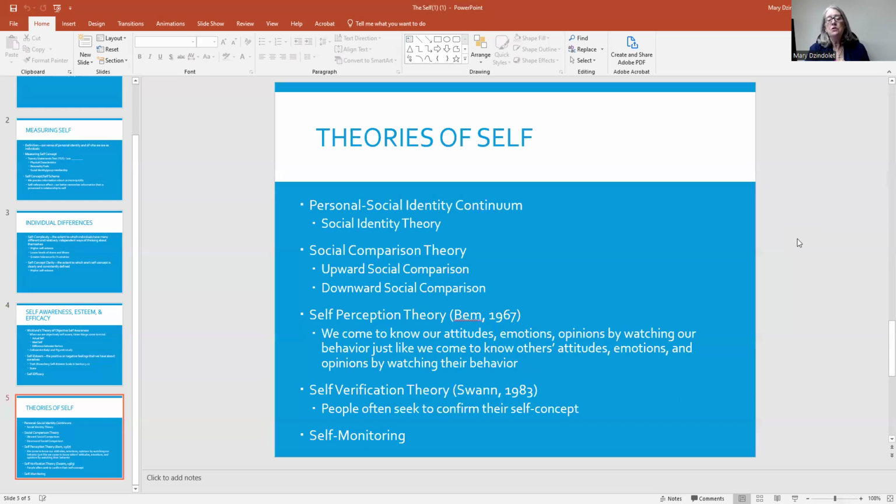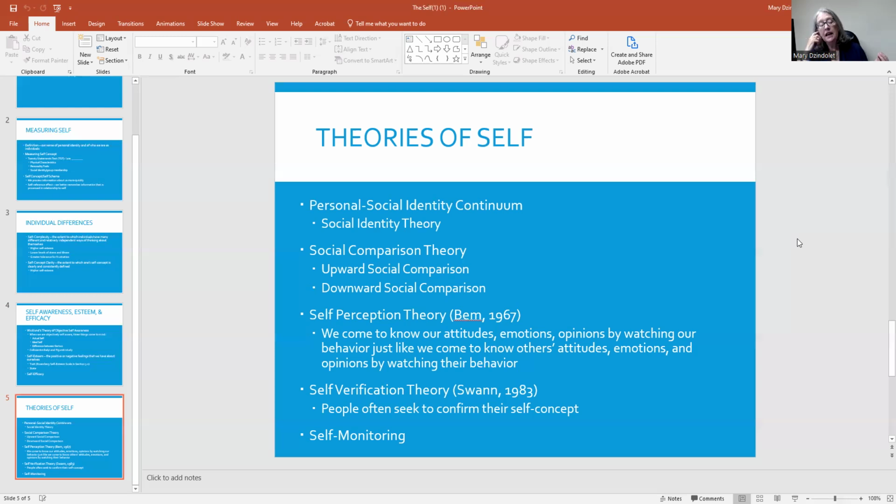Okay, so the personal social identity continuum says that we have a whole bunch of different social identities. And so that's where social identity theory comes in. So I have a social identity of being a Cameron University professor. Even though I'm an adjunct faculty person now, I'm still an adjunct faculty professor, right? I also have a social identity about being someone who studies and loves psychology. I have a social identity about being a mom. I have a social identity about being a woman. I have a social identity about being in my 60s.